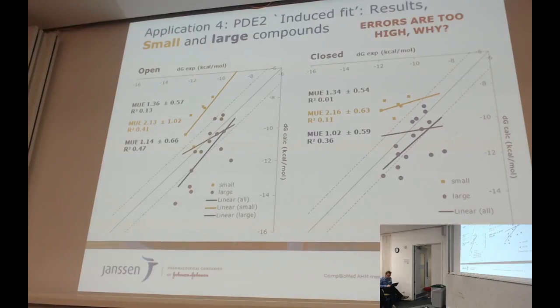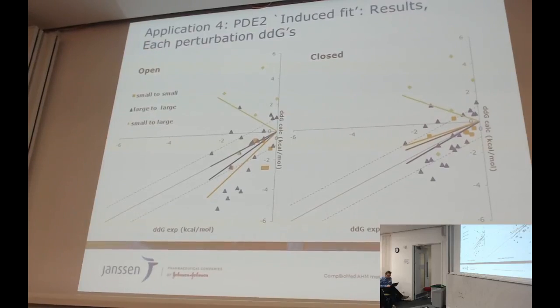And why is the error so high? If we look at the actual perturbations themselves, the delta-delta Gs, it shows something quite interesting. A small molecule perturbing to another small molecule is roughly in the bottom left here. So experiment versus predicted, there's no correlation in this box, but at least you're in the bottom left quadrant.